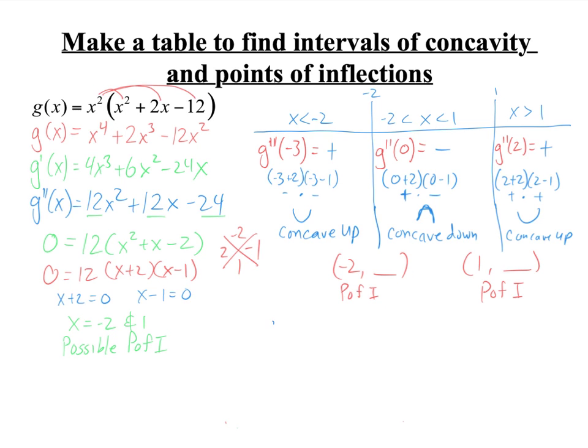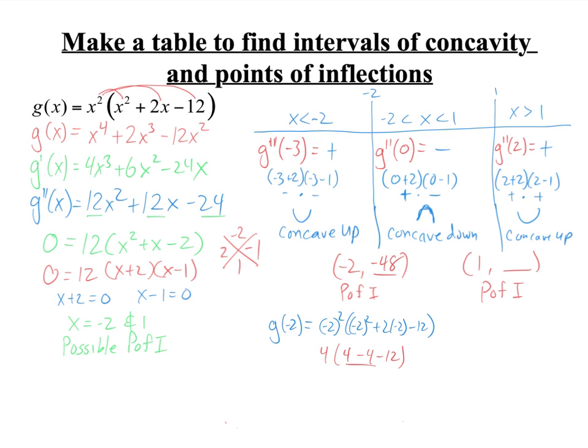So I'm going to do g of negative 2, which would be negative 2 squared times negative 2 squared plus 2 times negative 2 minus 12. What do we look like we get there? That would be 4 times 4 minus 12. That becomes 0. 4 times negative 12 is negative 48. It's a pretty low point of inflection.